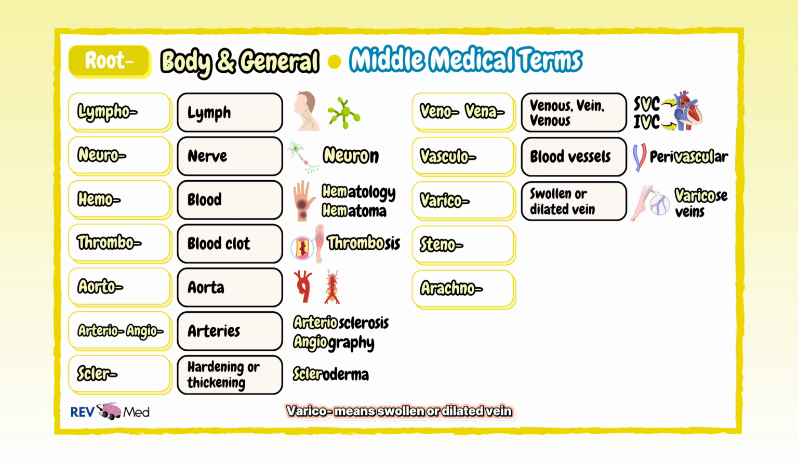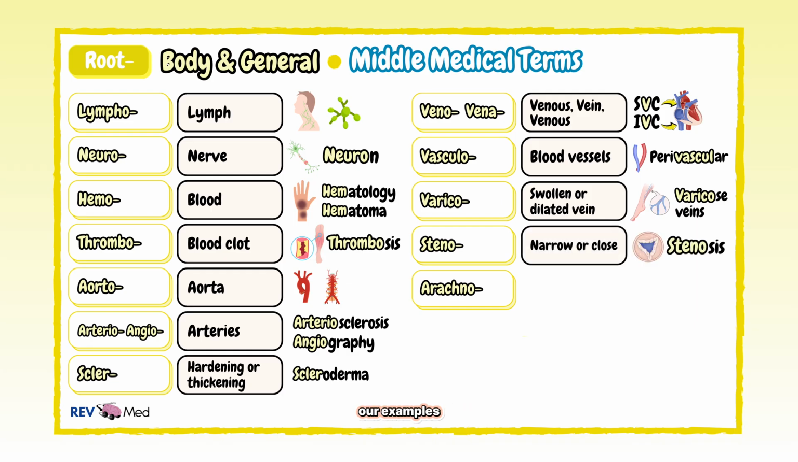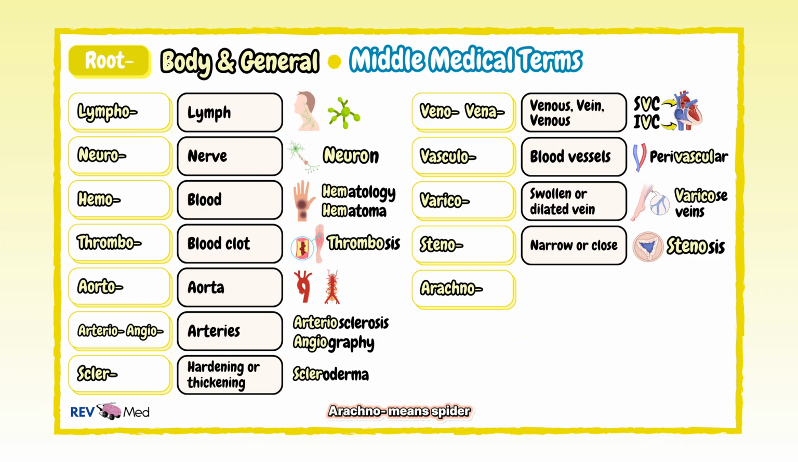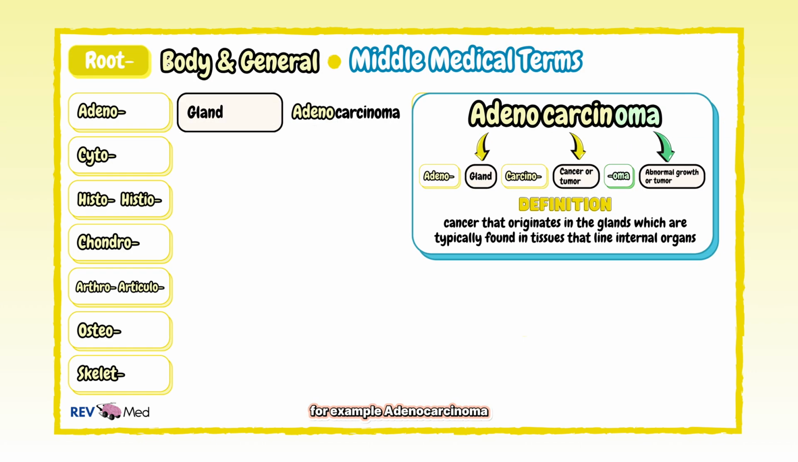Varico means swollen or dilated vein. Recall varicose veins, which are twisted and enlarged veins. Steno is a root meaning narrow or close. Our example is aortic stenosis, which occurs when the aortic valve narrows and blood cannot flow normally out of the heart. Arachno means spider. Adeno refers to gland. For example, adenocarcinoma has the suffix oma that we'll learn in the next lesson to mean abnormal growth or tumor. And carcin you'll also hear about soon to mean cancer or tumor. This is cancer that originates in the glands and is typically found in tissues that line the internal organs.